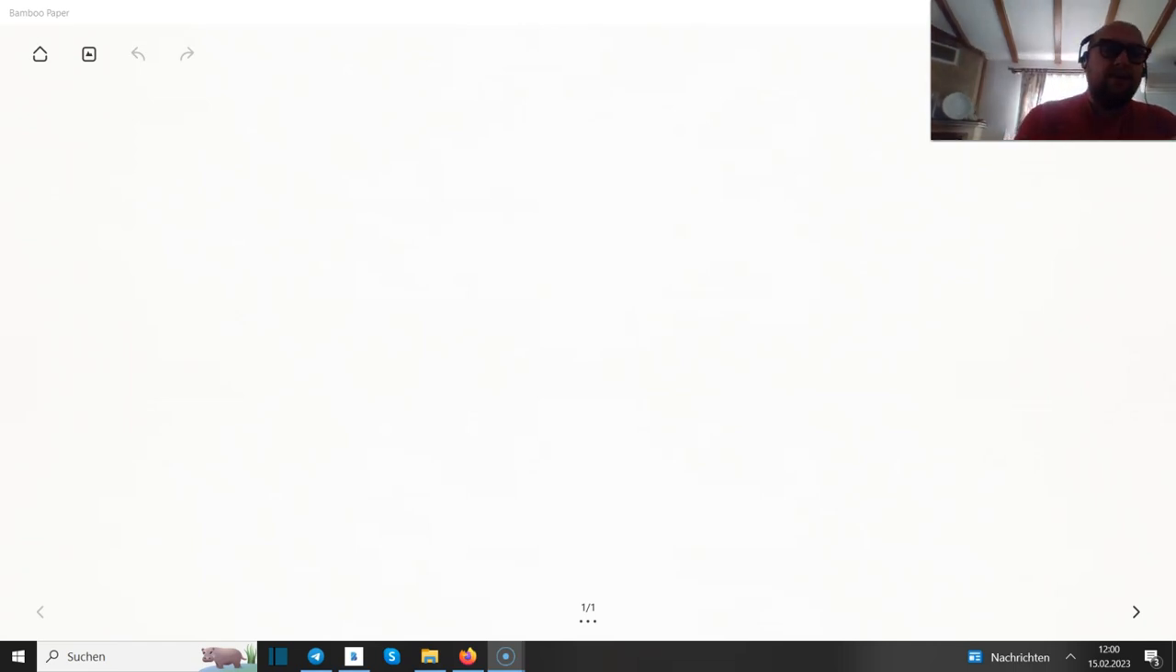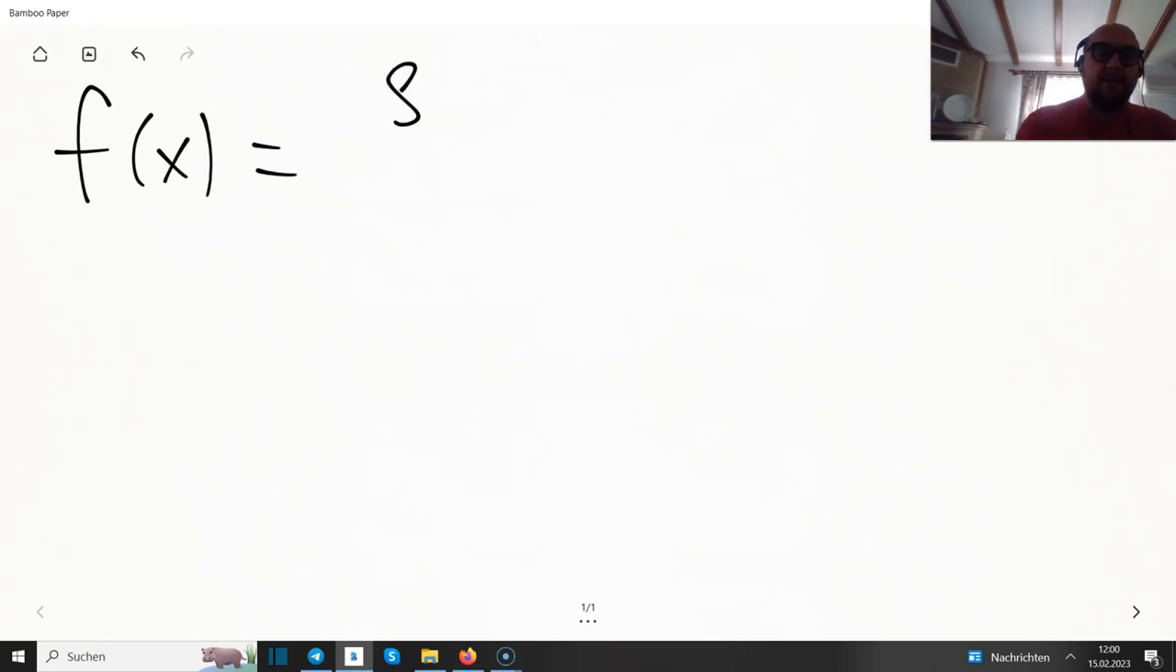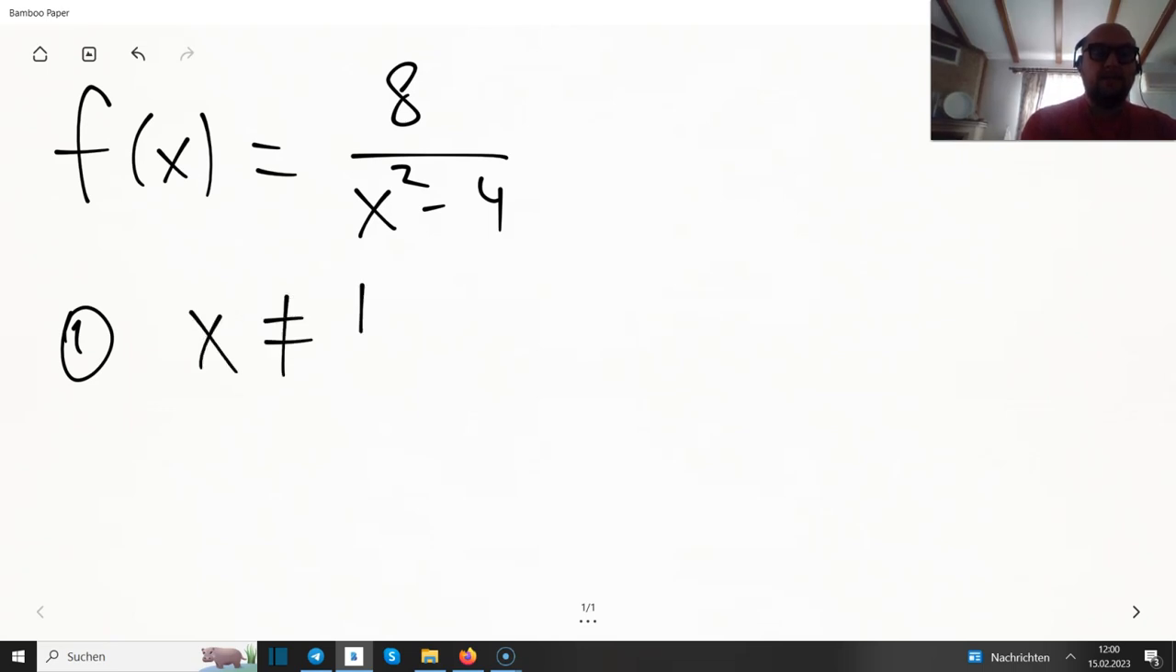Today I would like to investigate the function f of x equals 8 divided over x squared minus 4. We go once again through all the steps. First of all, the domain, and as you can see, x is not allowed to be neither 2 nor minus 2. Alright, number 2. What about the symmetry?